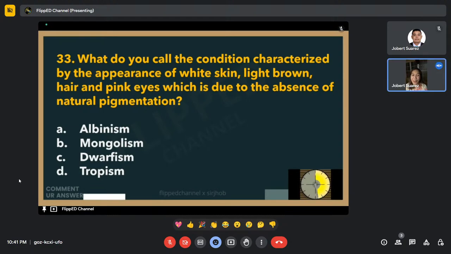Okay, we're seeing common answers here. That's correct. The right answer for white skin, light brown hair, it's albinism. Letter A. Okay. Number 33 is letter A. Next, A or D. Bakit naman dalawa? Pero sige, pagbigyan natin yung nagdalawa. Pero sa left, huwag kayo magdadalawang sagot. Ha? Baka ano yun, ha? Okay. Baka hindi na makount yung sagot niyo.